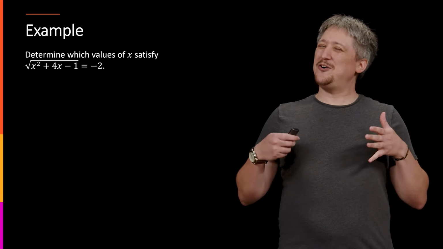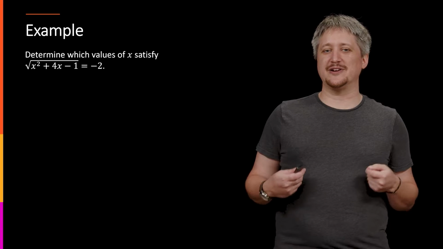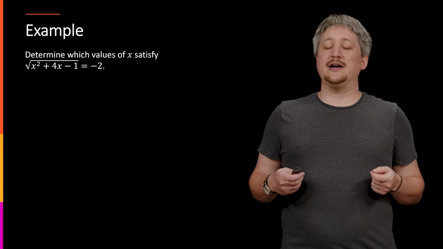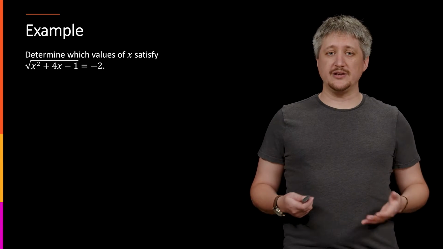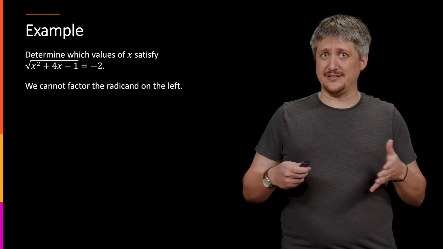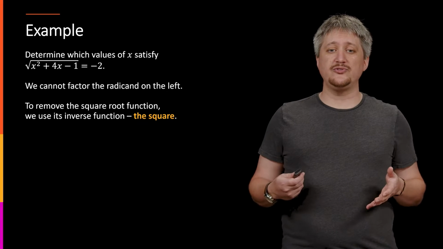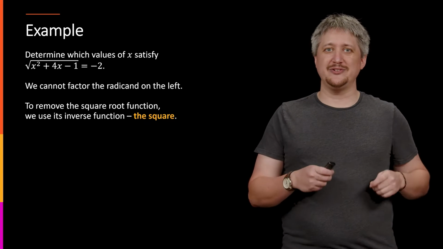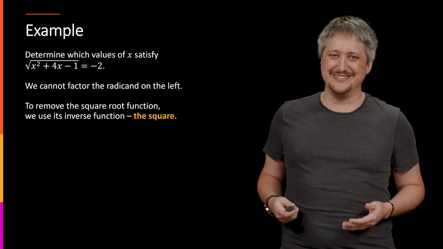In fact, I'm going to use almost the same example. So we have the same setup, square root of x squared plus 4x minus 1. I can't factor that anyway. And now I have it equal to negative 2. Well, I can't factor it, but I have an equality, so I could do the same thing. Because I can't factor the radicand, again, that's almost always a good starting spot. I'm going to, just like before, use the inverse function. Since I have a degree 2 root, or a square root, I am going to use a degree 2 power, or a square, to undo it.